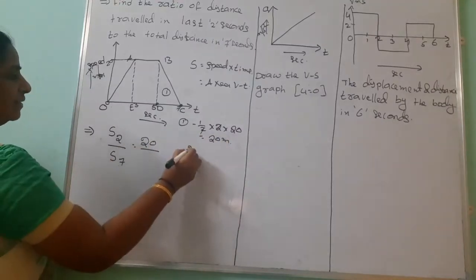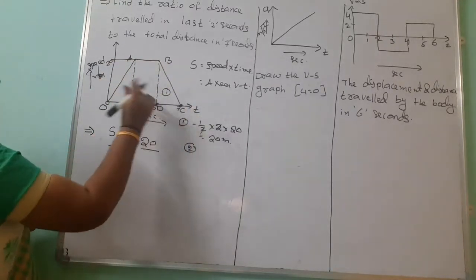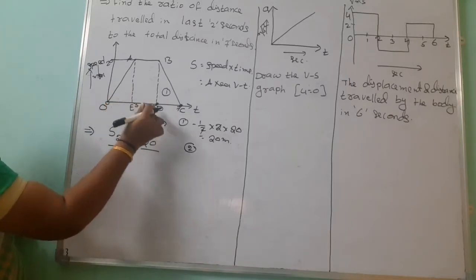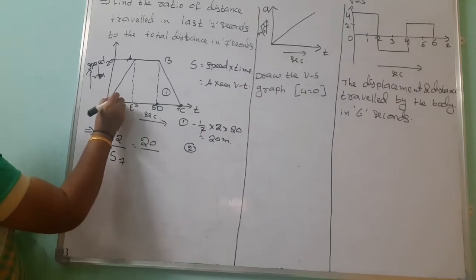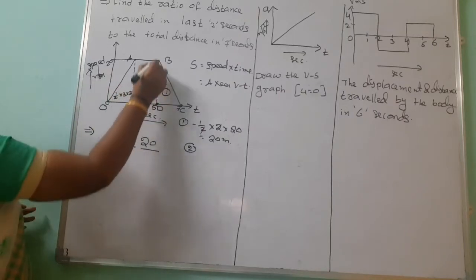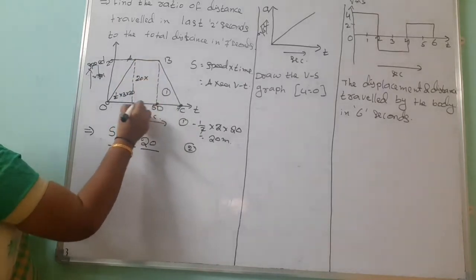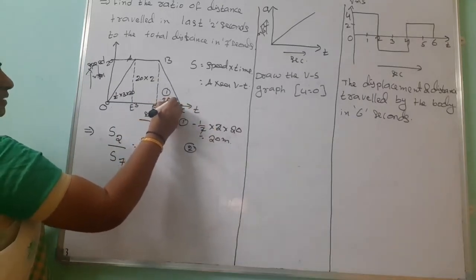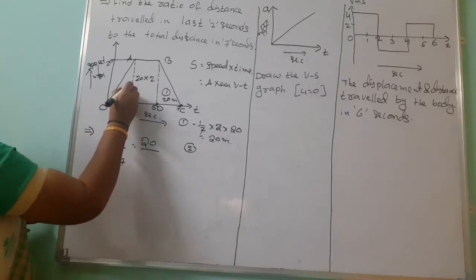Like that, S1 we are taking as the entire area. This graph has a triangle shape, so half into base into height: here 3 seconds, so half into 3 into 20. And this is the rectangle shape, so 20 into (5 minus 3), that is 2. And this last part is already known, 20 meters. So 20 by the total.